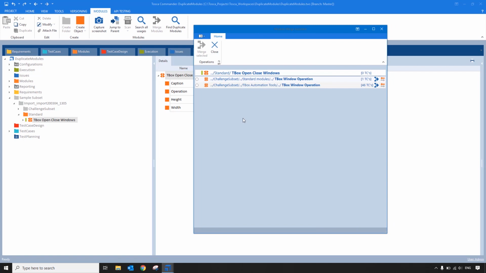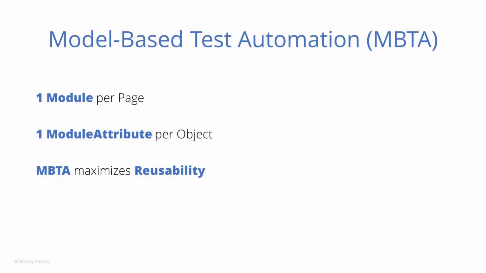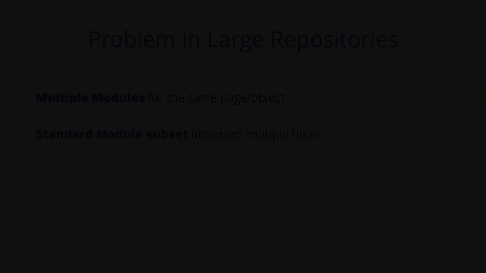In this video, I'm going to show you how to fetch duplicate modules in a Tricentis Tosca project. One of the fundamental benefits of Tosca's model-based test automation technique is that you only need to have one module for each object or task being automated, and it can be reused over and over in your repository.